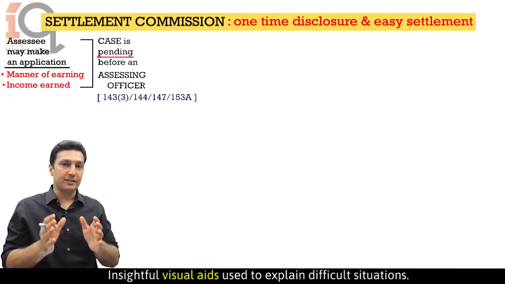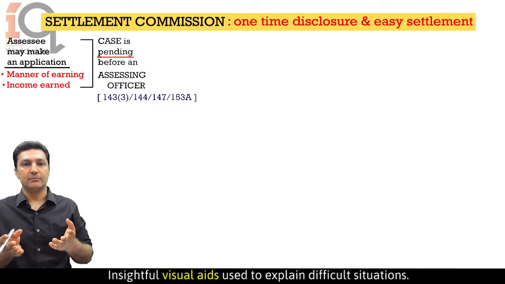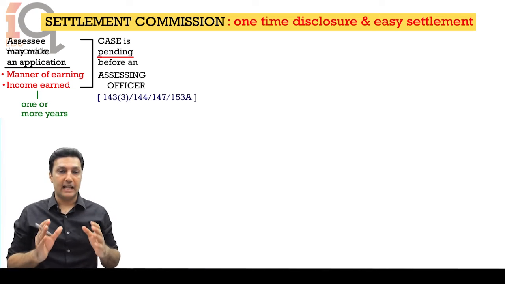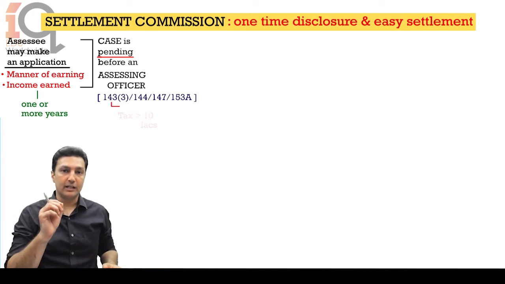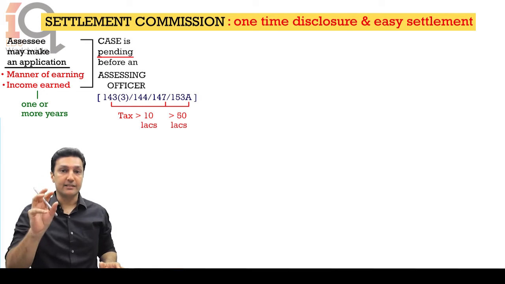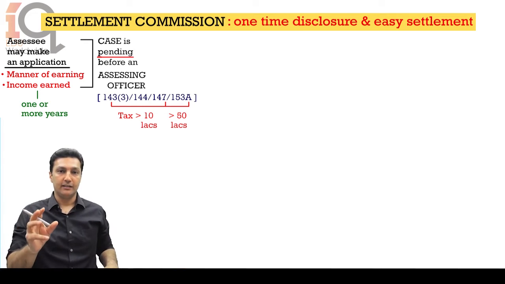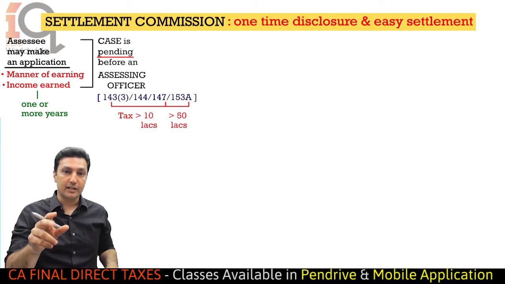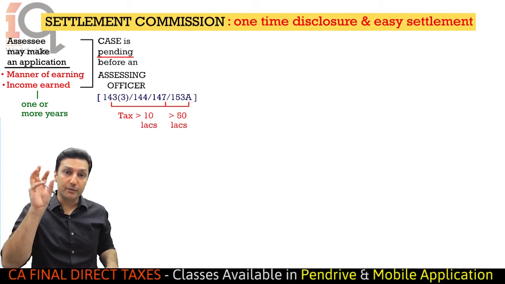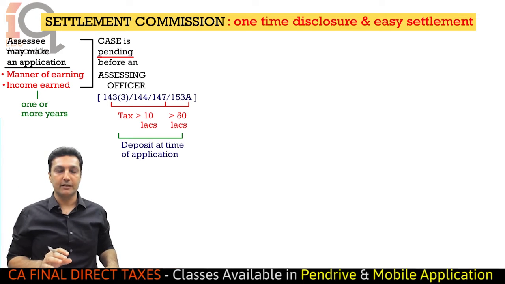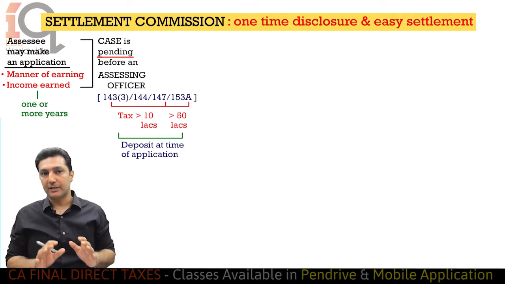Now in this application, he could be declaring income for 1 year or more than 1 year, but the additional tax should be more than 10 lakhs. In case of search and seizure, the additional tax should be more than 50 lakhs. And I say additional, this is in addition to whatever the department has already found out. Plus you need to tell the settlement commission how you earned it. You need to deposit the tax along with interest, if any, before the application is submitted. Now, once you submit an application, you cannot withdraw it.